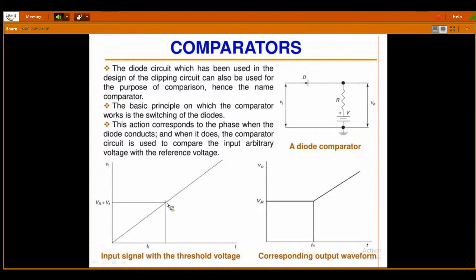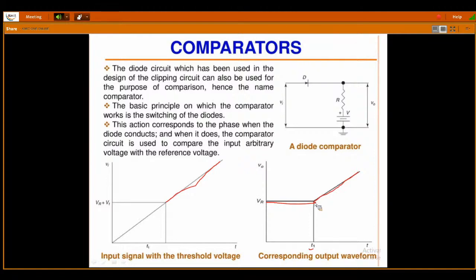At this point, this is the input signal. The input is in a rising step. From this point onwards, your output is also following the input signal, because whatever the input signal is, you get the same output. Up to the time t1 — what is the time t1? T1 is the point where your input is less than your reference voltage. Up to that time, it will maintain the constant DC voltage VR, the reference voltage.